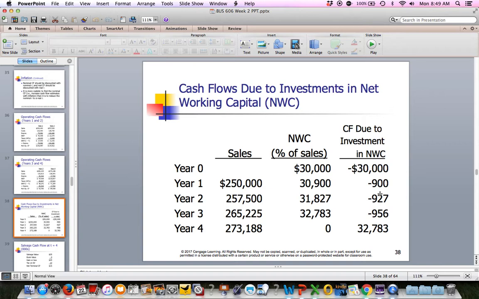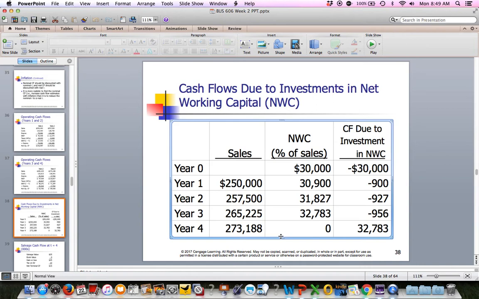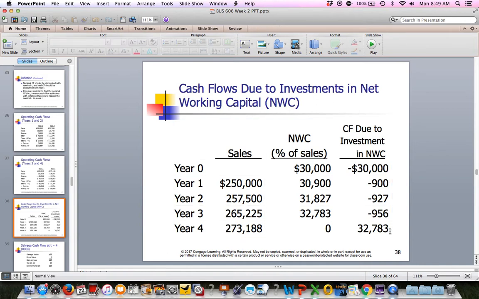And then from there it goes down. And then the last year of the project, we recover that as the equipment is now obsolete. We don't use it anymore. We recover that working capital investment. We sell off all the inventory. We collect all the receivables. We pay all the payables, and now we're back to square one. And so we get a positive in the last year.